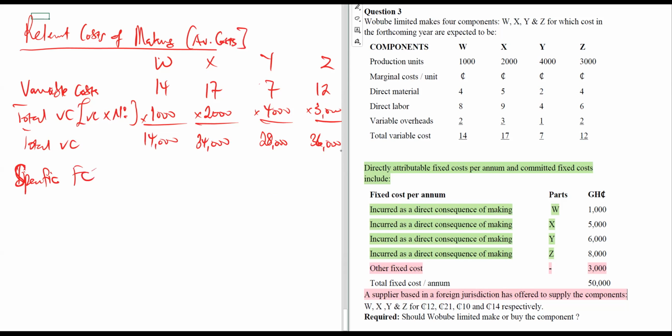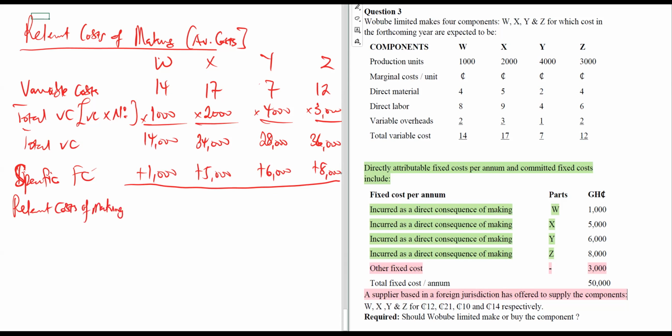What is the specific fixed cost? For W, it was 1,000, right? Yes, sir. It was 5,000 for Z. X, Y is 6,000. Z is 8,000. Okay. What about the 3,000? Does it have any treatment?